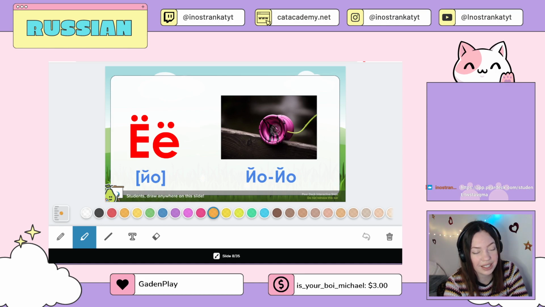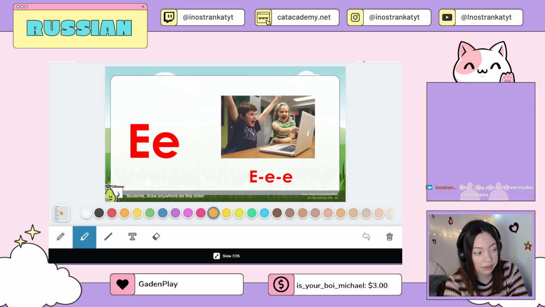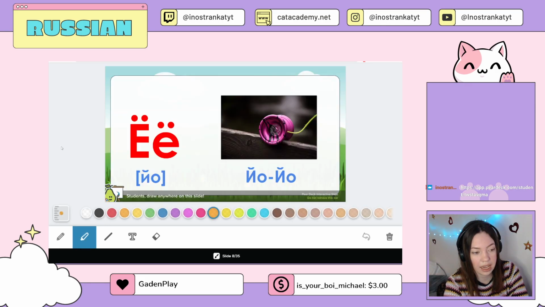Another letter that is very similar to yeah, if you look back, this is yeah, and this is exactly the same letter but with 2 dots on top. So this letter is yo, like we make sound y and o, yo.